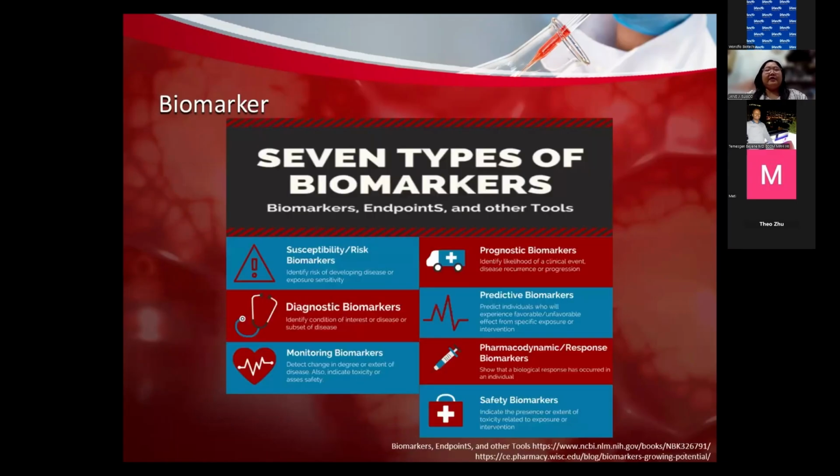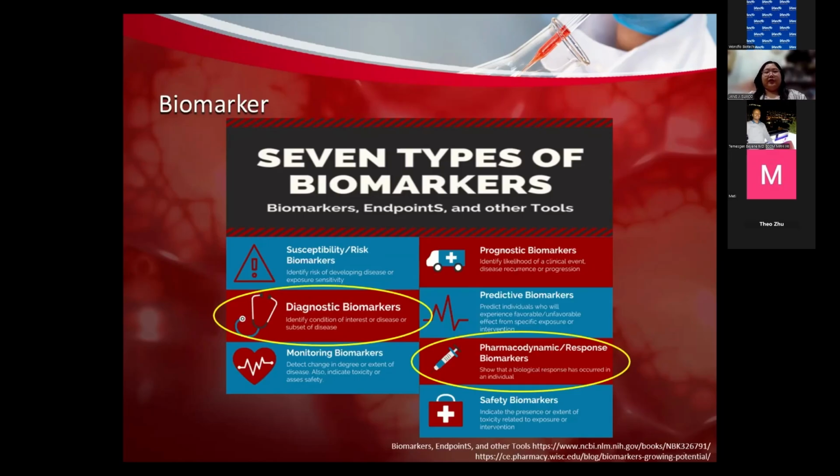Generally, there are seven types of biomarkers, namely susceptibility or risk, diagnostic, monitoring, prognostic, predictive, pharmacodynamic or response biomarkers, and safety biomarkers. One useful diagnostic and host response biomarker of sepsis is C-reactive protein, or commonly known as CRP, which is the main topic of our lecture.